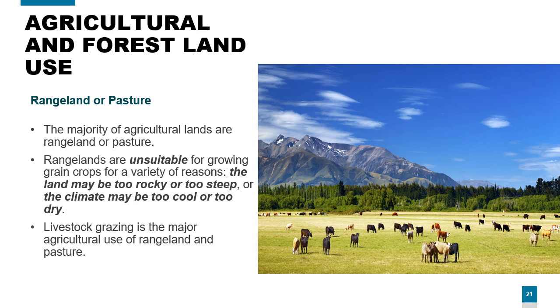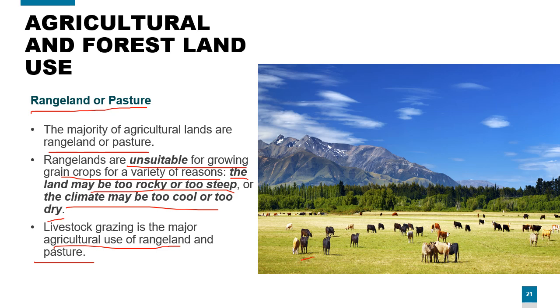Now, we have here the agricultural and forest land use. Okay, we have here the rangeland or the pasture. Okay, so the majority of the agricultural land is rangeland or pasture. So rangeland is unsuitable for growing grain crops for a variety of reasons. So the land may be too rocky or too steep, or the climate may be too cold or too dry. So livestock grazing is the major agricultural use of the rangeland and pasture. So dito kalimitan nag-i-stay yung mga horses, yung mga baka, yung mga kambing, okay, sa may pasture.